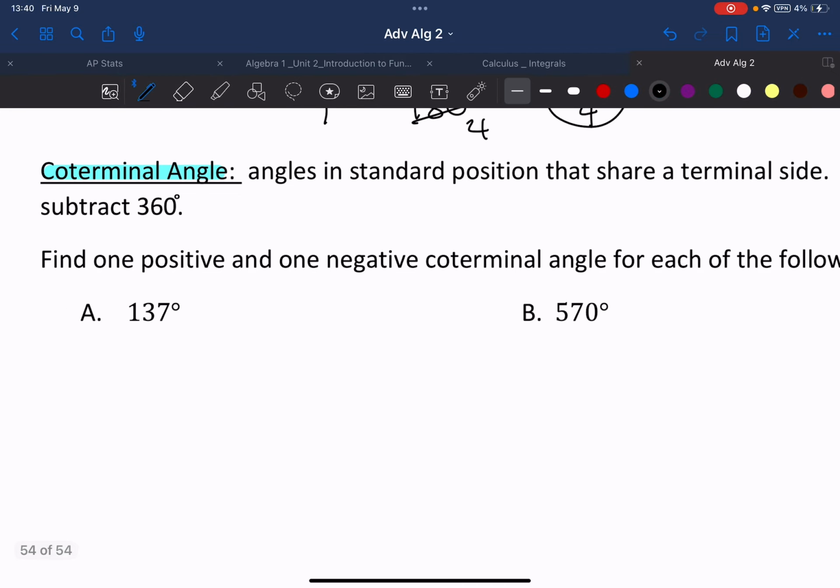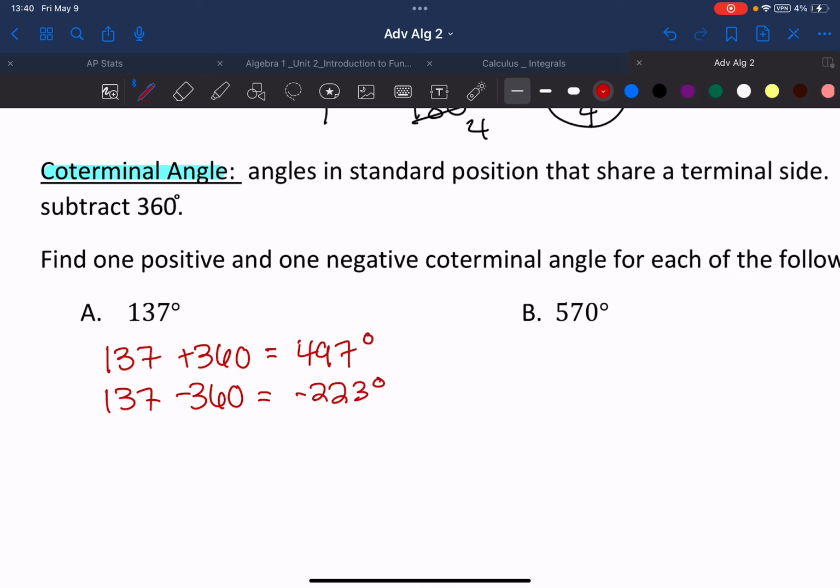So all we have to do is we take our number, so 137, and add 360, and then do 137 minus 360. Okay, so 137 plus 360 is 497 degrees. And 137 minus 360 is negative 223 degrees. So these are my answers.